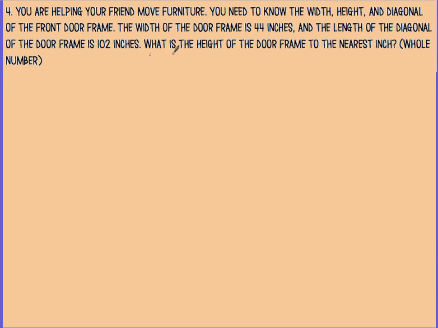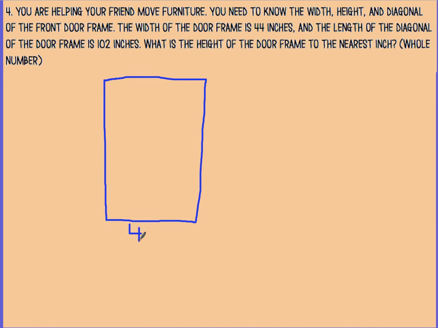Number 4 says you're helping your friend move furniture. You need to know the width, height, and diagonal of the front door frame. So it says the width of the door frame. Well, doors are typically rectangles, unless you have a really strange house. So the width is 44 inches. It says the length of the diagonal is 102. So when we read that carefully, that means that we have 102 inches like this. It says, what is the height of the door frame? So we're looking for the height. If we look at this carefully, now we have a right triangle. And 102 is going to be C.